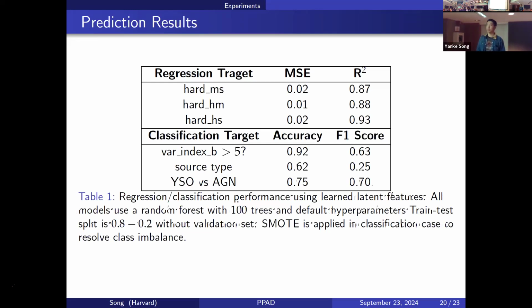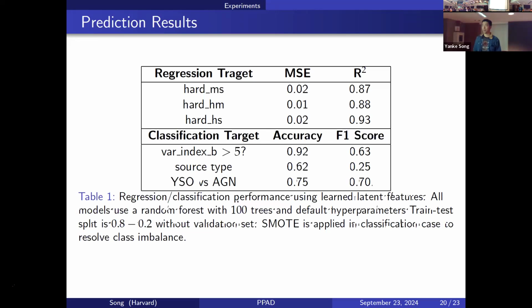Here I'm trying to predict the hardness ratio. Here I'm trying to predict whether a source is variable. Here I'm trying to predict the actual source type, where I used some human-verified labels from previous work. This is a 7-class classification, and here it's a simpler 2-class classification. Yeah, and you can see these results are pretty good, especially considering I'm only using a very naive random forest regression and classification.